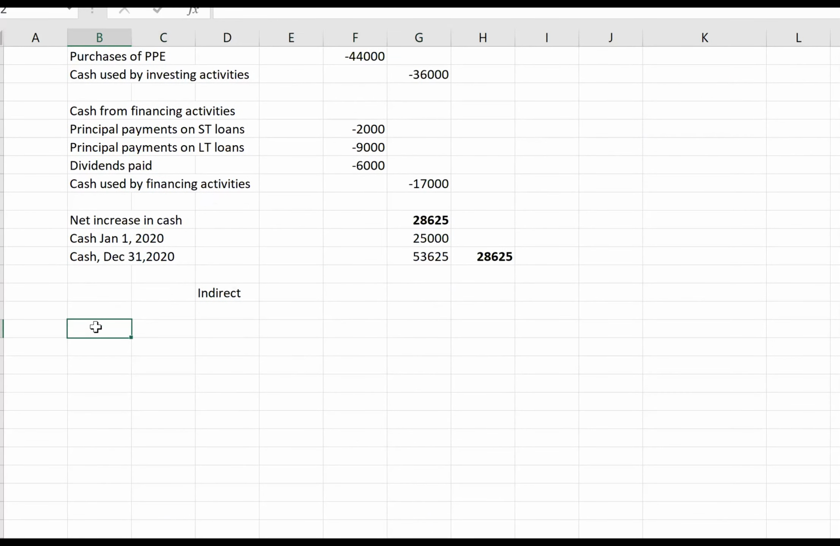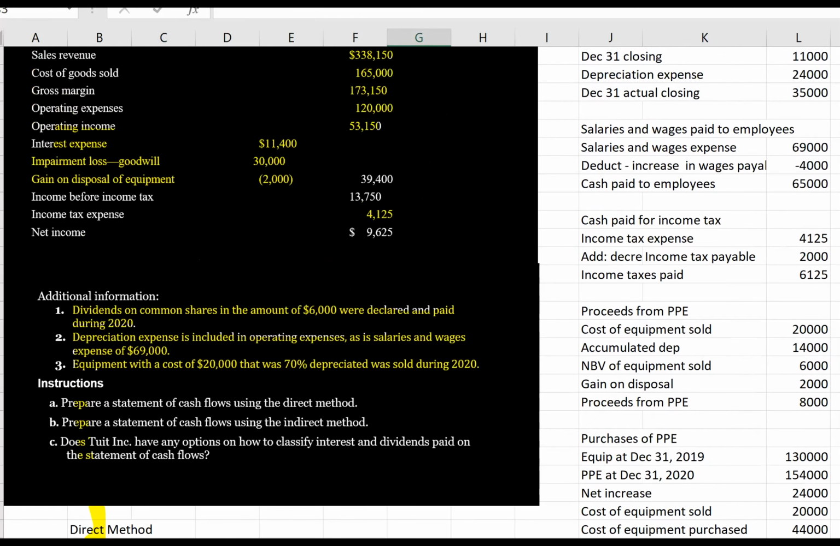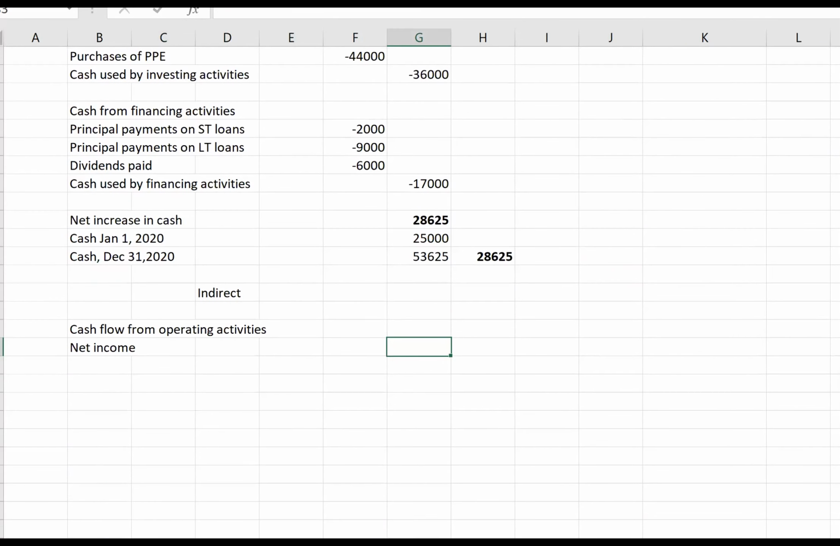Okay, so let's do the indirect method now. So what does the indirect method look like? Okay, well, we're still going to have our heading called cash flow from operating activities. Okay, and what we're going to start with next, though, is net income, and we did not have that on our direct method. So we're going to start with net income, which is not a number we've picked up before. So let's look up at our income statement and find that number. So we've got net income of $9,625.